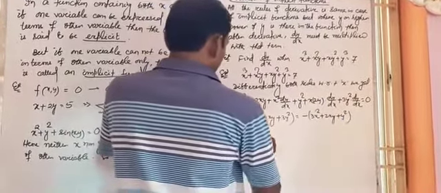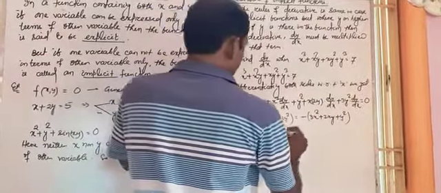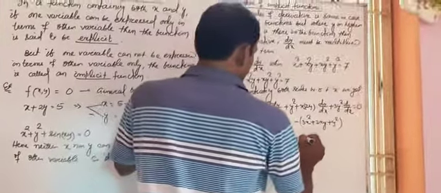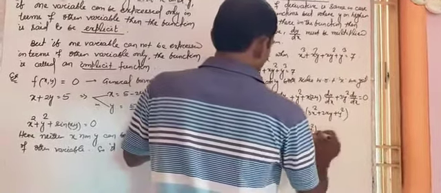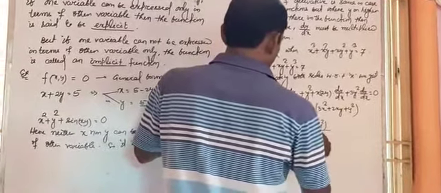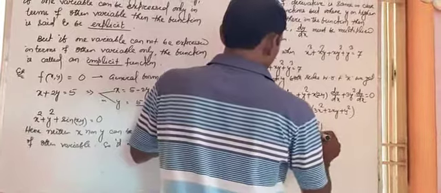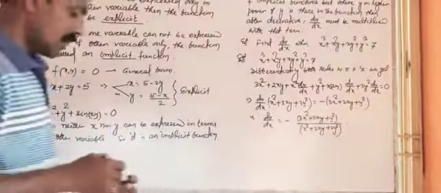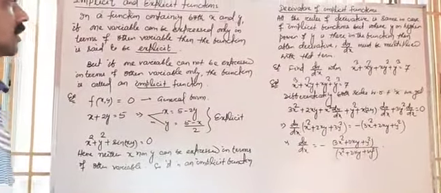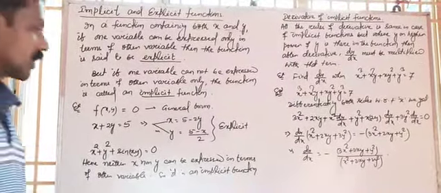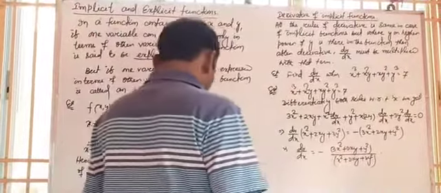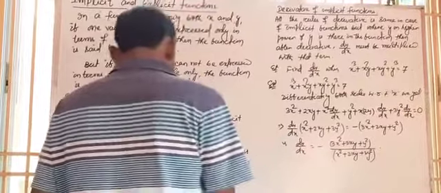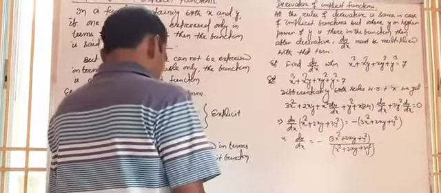So dy by dx equals minus of (3x square plus 2xy plus y square) divided by (x square plus 2xy plus 3y square). So this is the method to find the derivative of an implicit function. Now some more questions we will solve from your textbook.